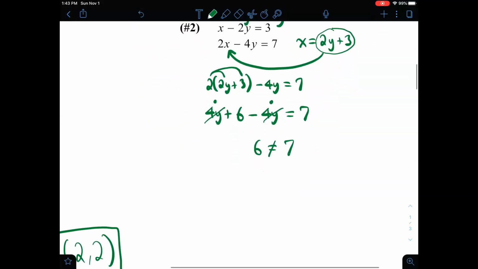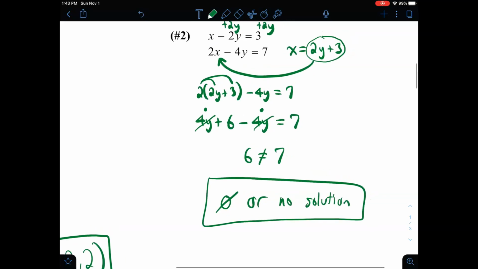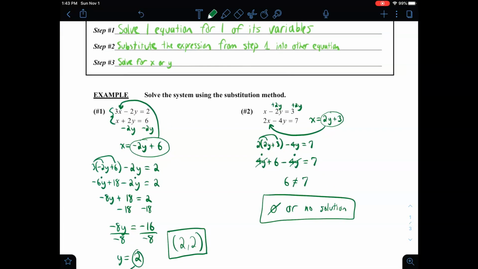So what kind of solution is this? Is this infinite solutions or no solution? This is going to be the null set, or no solution. Null set means it has no numbers or answers in its set. So if you do substitution and you get something that's not true, like 6 equals 7, that's going to be no solution. Whereas if you had something like 4 equals 4, or 0 equals 0, that would be infinite solutions. Okay? All right, moving on.